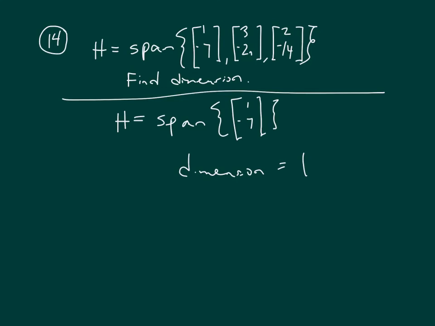Another way to do that, if it weren't so obvious, and say it were 3 by 1 or 4 by 1 vectors and you can't automatically tell, is just set them up as the columns of a matrix and then reduce the matrix, and then the number of leading ones that you have is going to give the dimension of the matrix, or the dimension of the vector space.